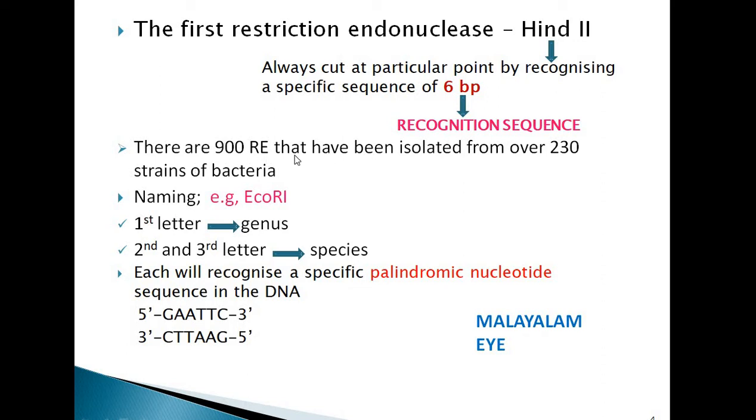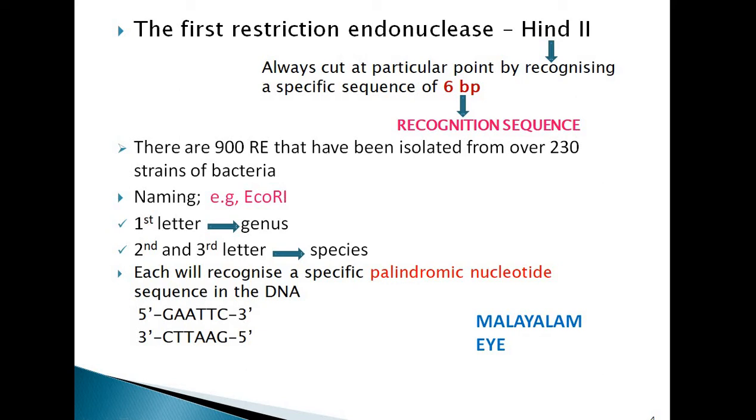There are 900 restriction enzymes that have been isolated from over 230 strains of bacteria. Now, how is any restriction endonuclease named? We are going to see the nomenclature. Here I have taken an example, EcoR1, a restriction endonuclease. How is it named? The first letter is taken from the genus, that is E. coli. The second and third letters are taken from the species name, coli. R stands for either rough or smooth strand.